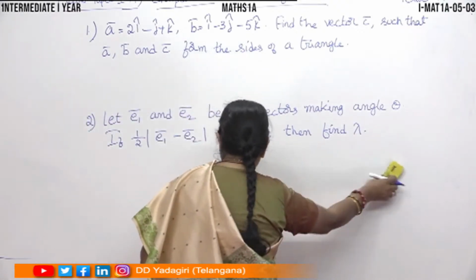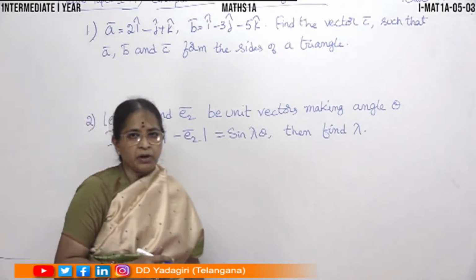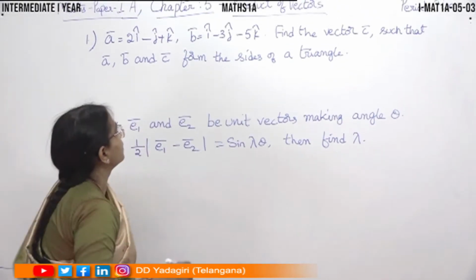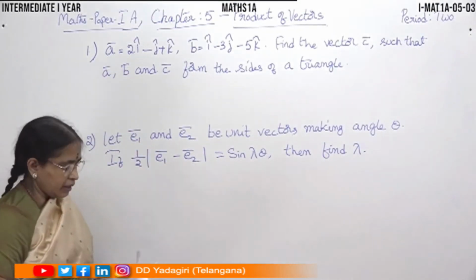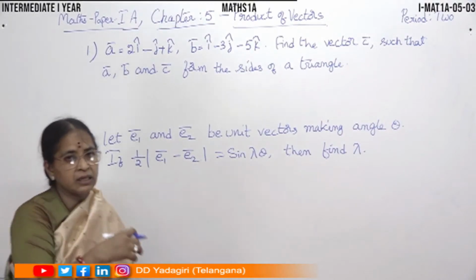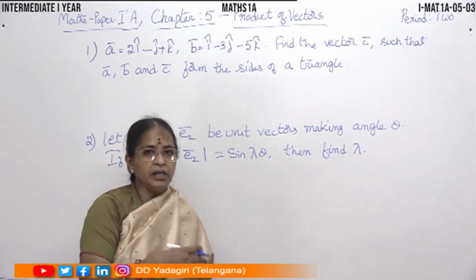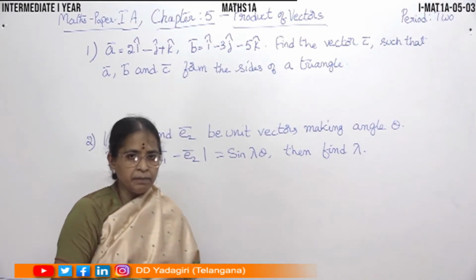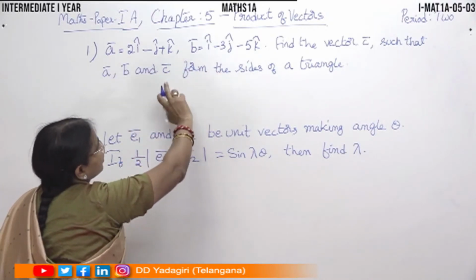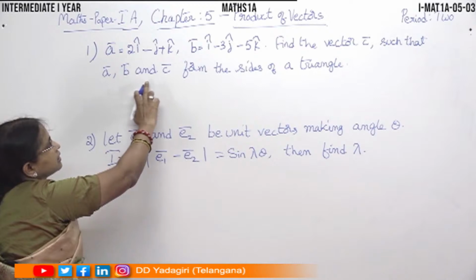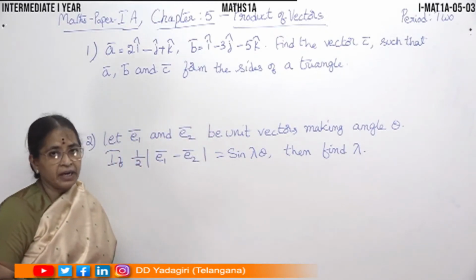Okay, next, now we already solved 3 problems. Now we'll continue with the problems. So the next problem is, these are all there in exercise 5A. These are exercise 5A problems and also examples. I included important examples and also the exercise problems. So now see, A and B are two vectors given. Find the vector C such that A, B and C form the sides of a triangle.